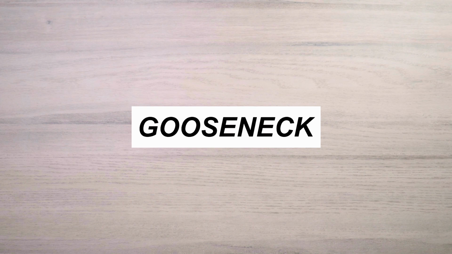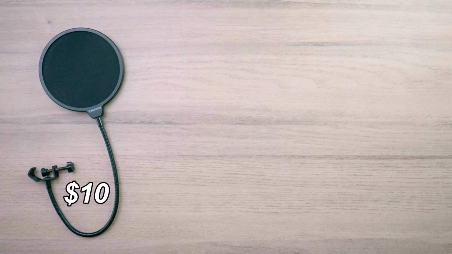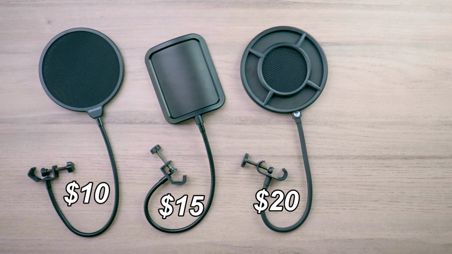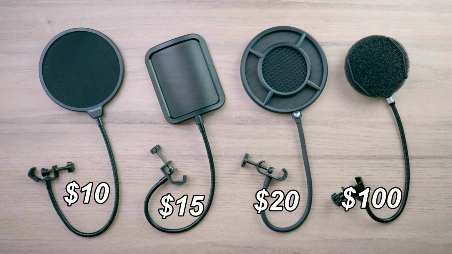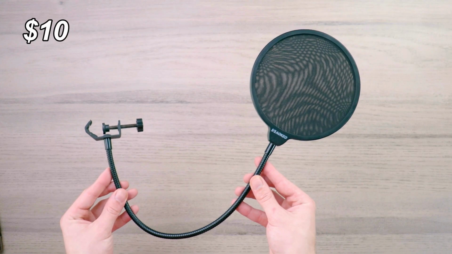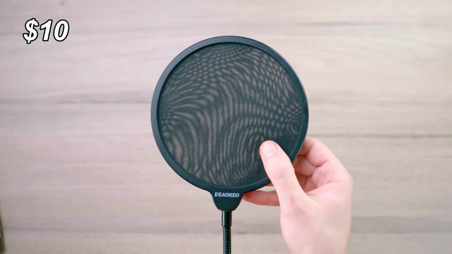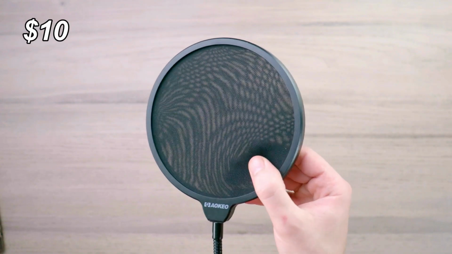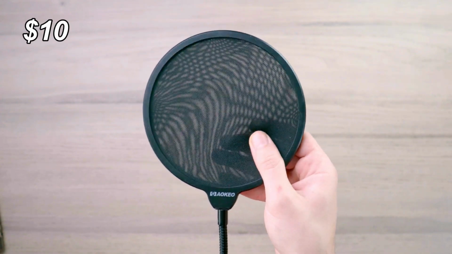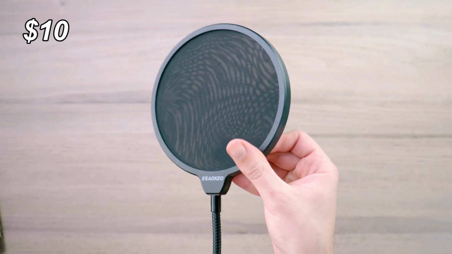Okay, so now that we've gone through the most common pop filter designs, let's have a look at the options that I have here for us today. Starting off with the gooseneck pop filters, today I have a $10, $15, $20 and $100 option, all with their own unique differences. The $10 gooseneck is as simple as it gets. It has a plastic ring with a dual layered cloth design, and even though it's not the best quality, in terms of stopping plosives, it's definitely a great place to start.